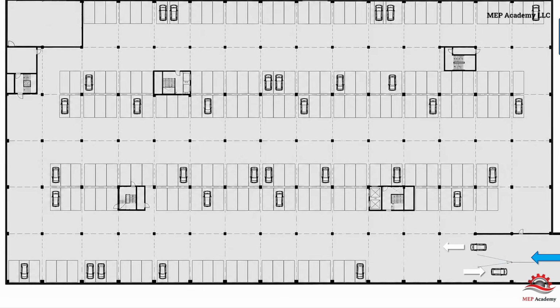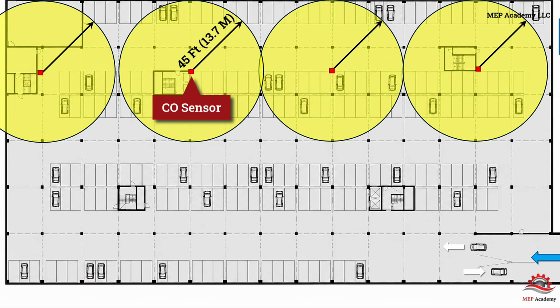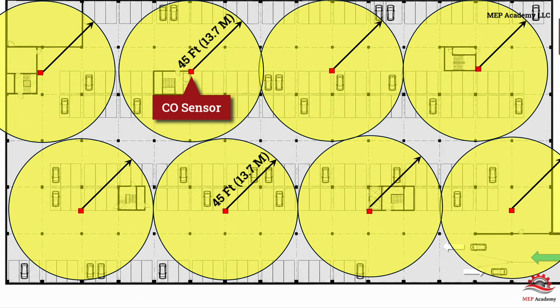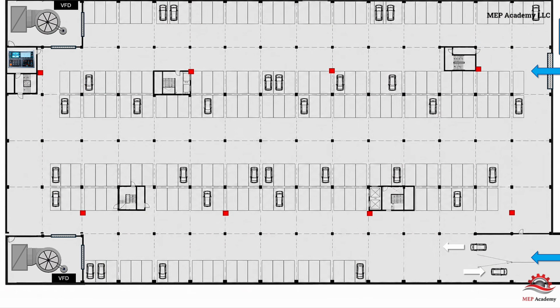Depending on the manufacturer and the openness of the garage, each sensor typically monitors between 5,000 and 10,000 square feet, 465 to 929 square meters of floor area. In this example, each shaded circle represents approximately a 45-foot, 13.7 meter radius, covering about 6,360 square feet, 590 square meters. Based on the garage size and sensor coverage, this layout requires 8 sensors to provide complete coverage while maintaining a reasonable safety factor.